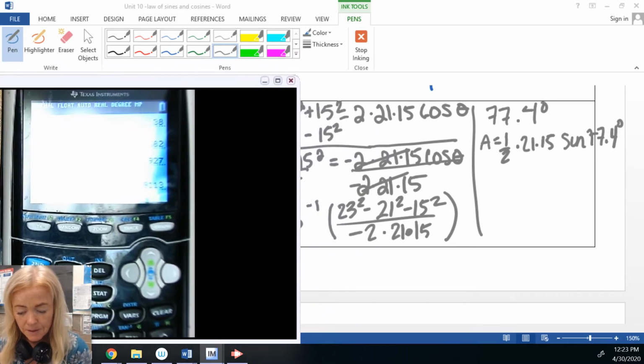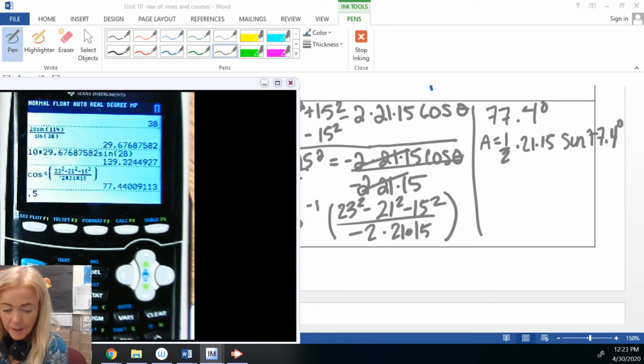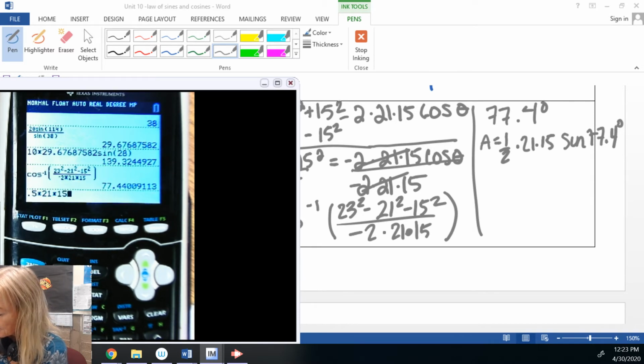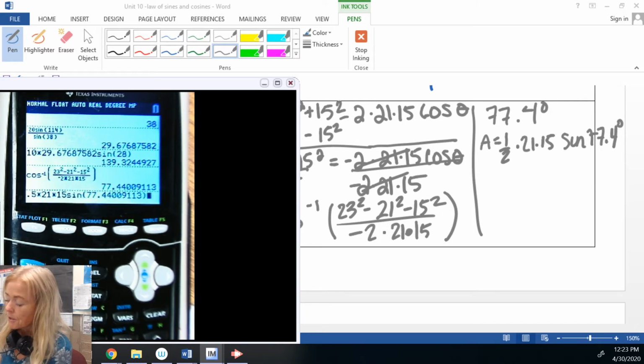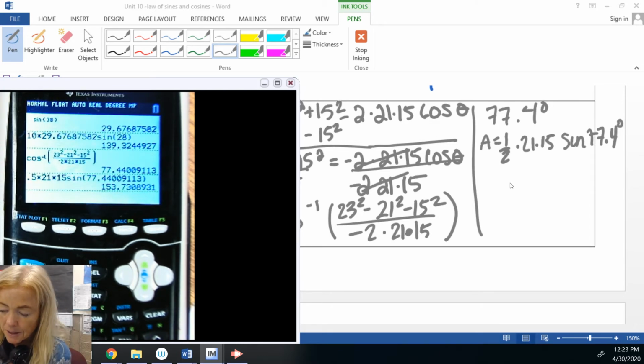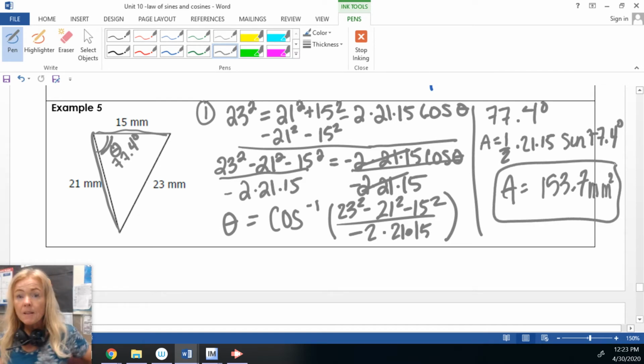In my calculator, I already have the angle, so I'm going to do 0.5 times 21 times 15, and then sine, and I'm going to go up after I've typed in sine, highlight, hit enter, so it will bring that angle in, put in my parenthesis. That's going to be the most accurate because it gives us the entire value in the calculator. And that area is 153.7, and this is square millimeters. And that's how you would use the law of cosines here.